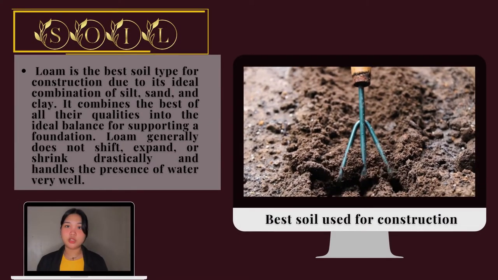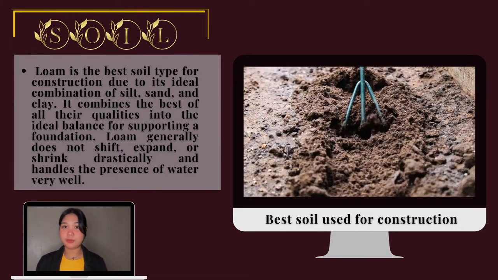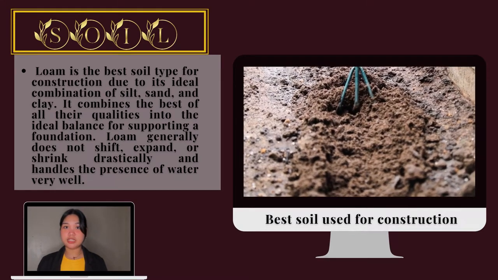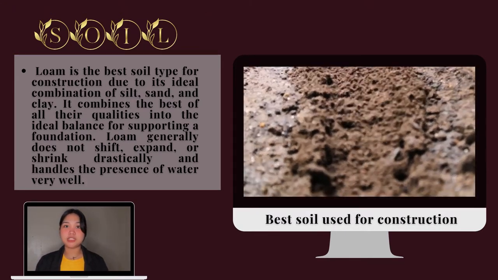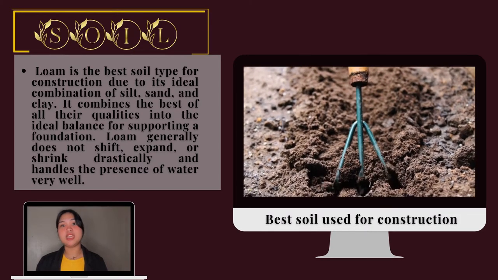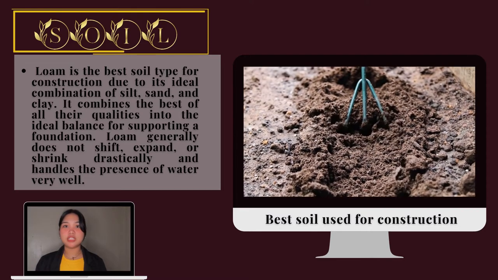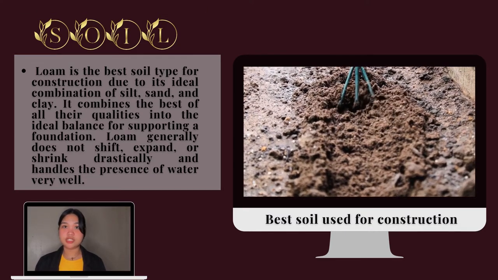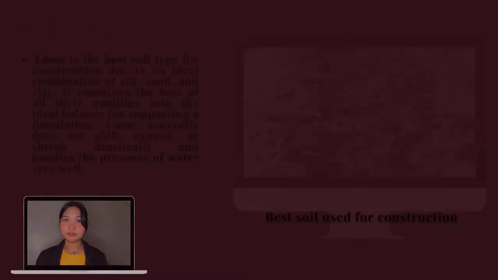Which is the best soil used for construction and why? Loam is the best soil type for construction due to its ideal combination of silt, sand, and clay. It combines the best of all their qualities into the ideal balance for supporting a foundation. Loam generally does not shift, expand, or shrink drastically and handles the presence of water very well.